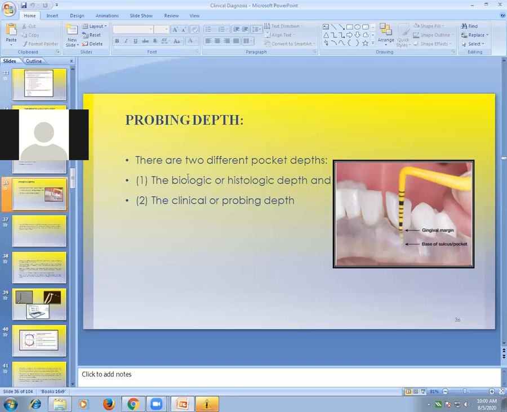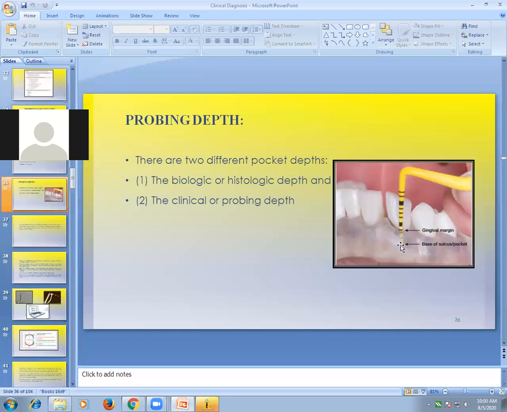Probing depth. There are 2 different pocket depths. First, we call it the biologic or histologic pocket depth, and second, the clinical or probing depth. So biologic or histologic means what? It is taken in a histological sample, a section, which means it will give you the correct depth. When you take a histological section, you can measure from the margin to the base of the sulcus.